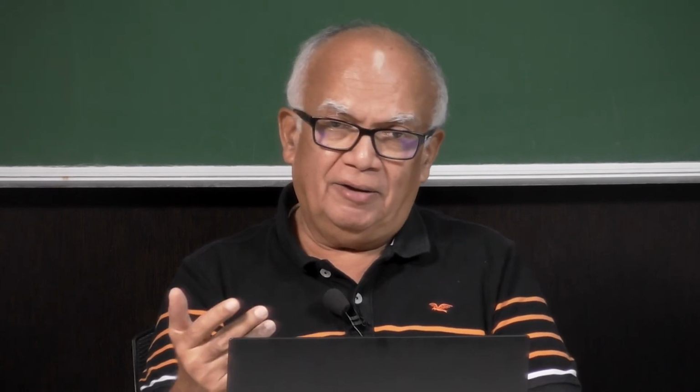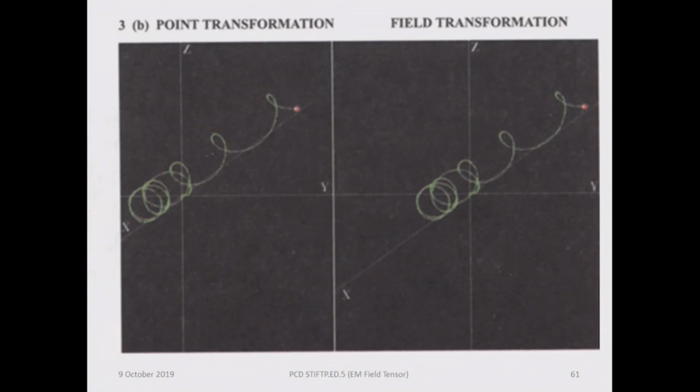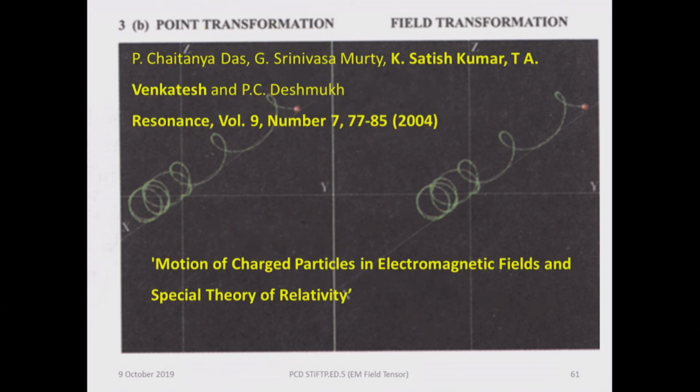So, you can choose this and orient the projections of the trajectories, because you can't see the whole trajectory on a two-dimensional surface, but you can make these choices and convince yourself that the two trajectories are exactly identical, and convince yourself that the point transformation and the field transformation will give you exactly the same solutions.